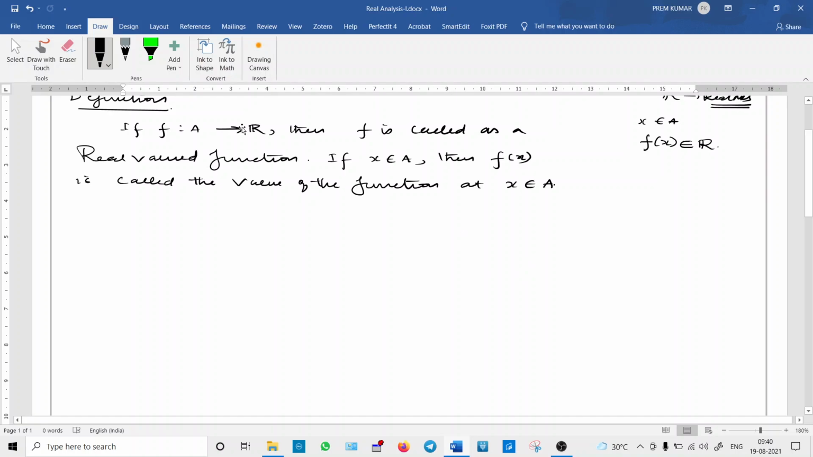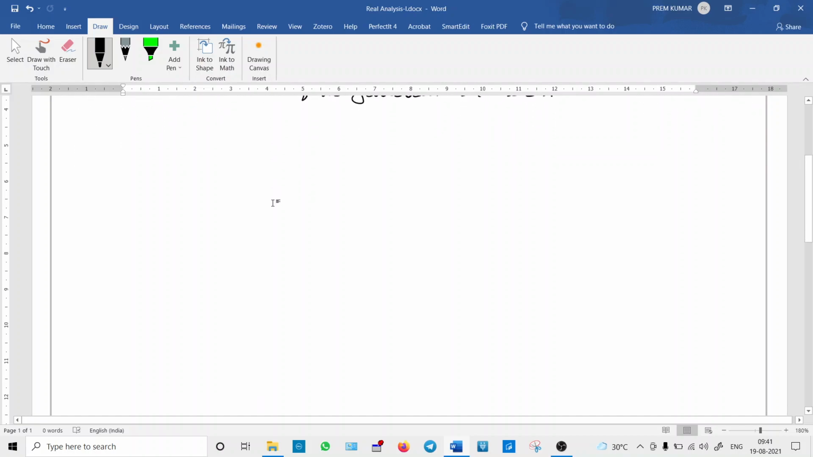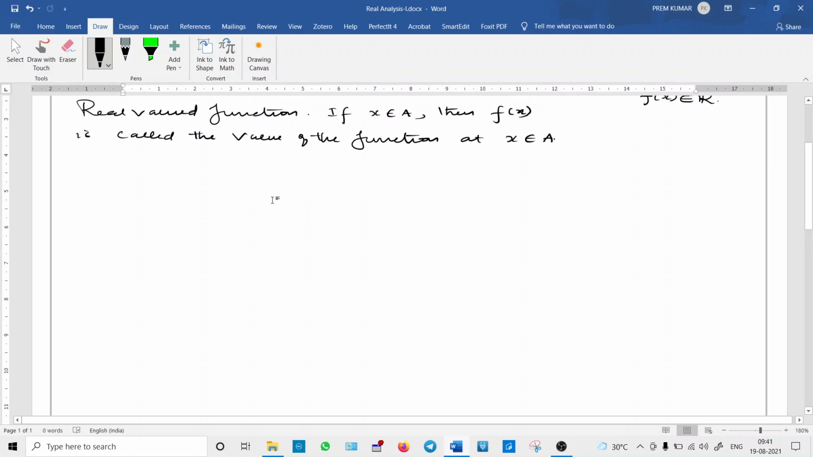And if this codomain is not the set of all real numbers, if it is not R, then we simply say it is a function. If it happens to be the set of all complex numbers, we say it is a complex valued function. But we are going to concentrate only on real valued functions in this section and maybe throughout this subject. So now we are going to see what the sum, difference, product and quotient of real valued functions are. We are going to define the operations on functions.